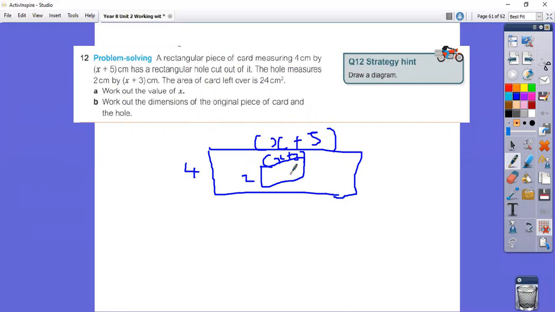The area of the card left over. So this area, so this is A, subtract from the bigger rectangle. So this is B, left you with an area of 24 centimeters squared. Work out the value of x. So again, work out the area of a big rectangle, subtract the area of a smaller rectangle to work out the area left. So what numbers would x need to be to give you this 24? Then work out the dimensions of the original piece of card and the hole. So if you do all of this, then that would give you the solutions to part B.